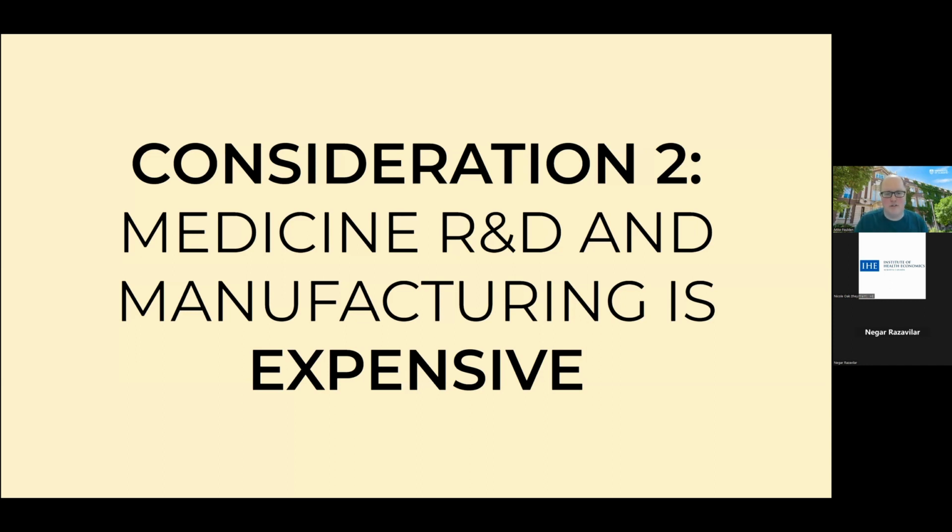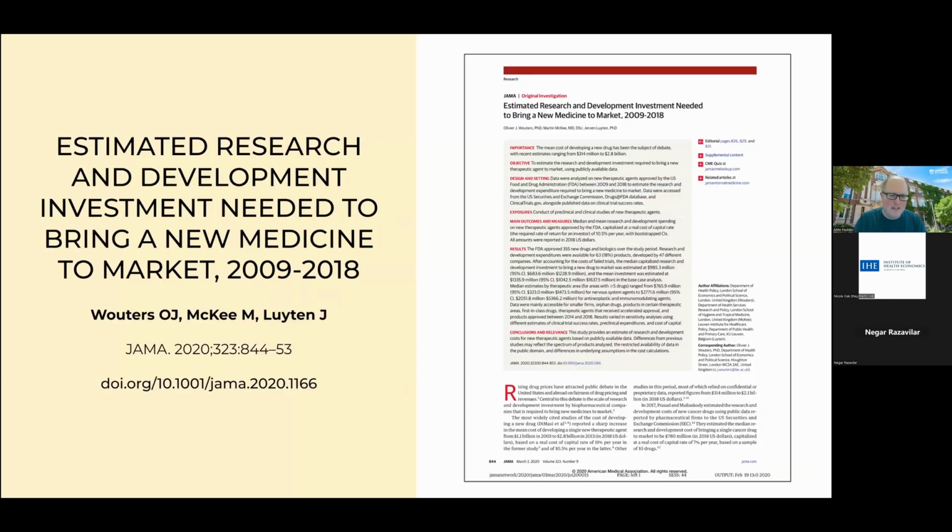Okay, the second consideration is from the manufacturer's side. Research and development for new medicines is expensive. Manufacturing medicines can be expensive. And there are many articles that have been published around this. There's a lot of controversy about how you would estimate the costs of research and development for a medicine. This is one article that was published in JAMA in 2020. There are many others. And according to this article, the mean cost of developing a new drug has been estimated to be between 314 million and 2.8 billion. So quite a large range. But I think at least we can agree, I would hope, that there is a significant cost. We can argue about where the precise dollar amount is, but researching new medicines is expensive.